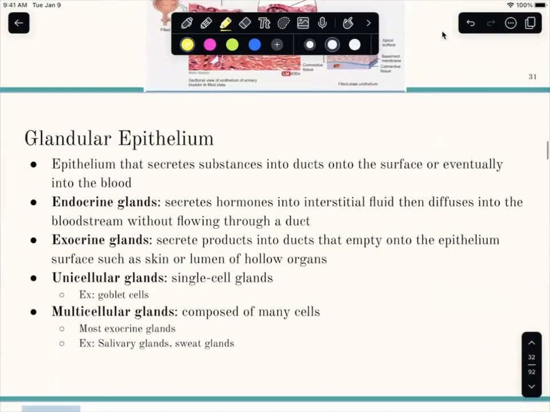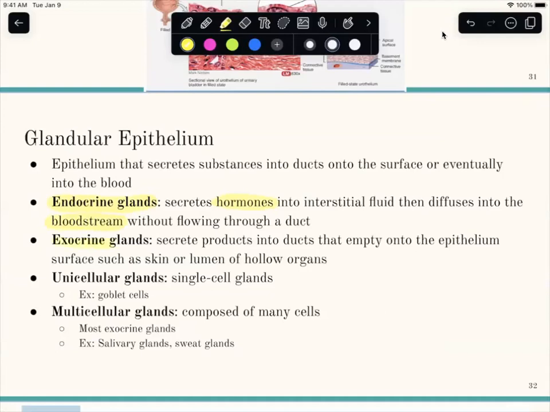So let's look at glands. I mentioned glands a little bit. I mentioned endocrine and exocrine. So here's where we see those words. Endocrine is hormones. And these hormones are being secreted directly into the bloodstream.